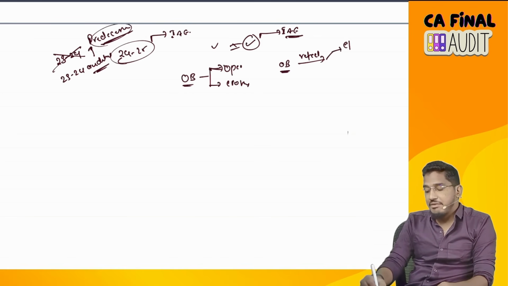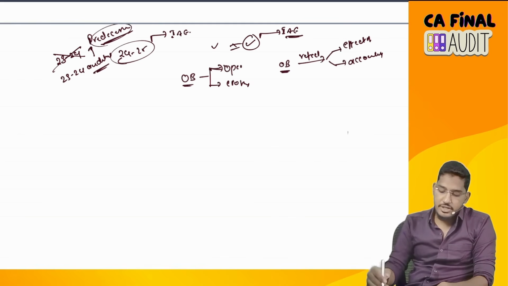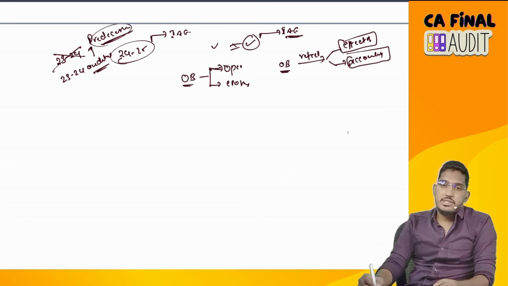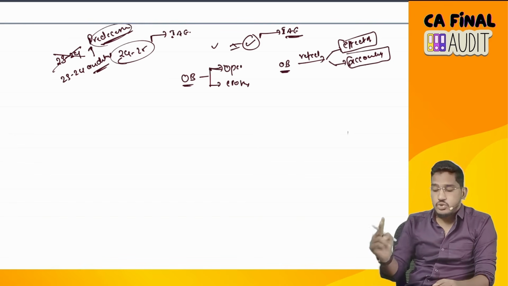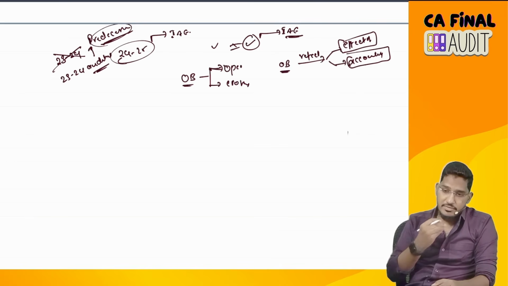It will reflect the effect of transactions which have taken place in the previous year, and it will also reflect the accounting policies which were followed in the previous year. So opening balances will reflect 2 pieces of information. Number 1, the effect of the transactions which have taken place in the previous year, and number 2, the accounting policies followed in the previous year. Opening balance is going to reflect these.